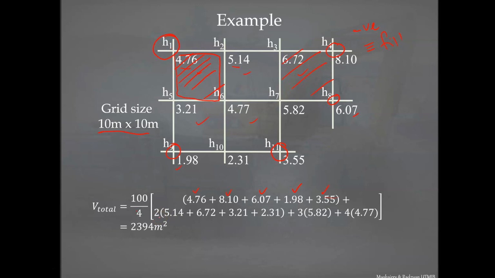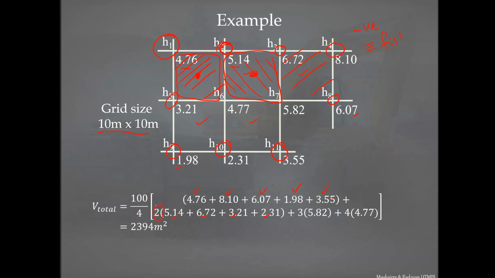So if I just draw another hatching there. Look at this. When I calculate this figure, I use H2. But at the same time, when I calculate this volume here, I'm going to use H2 as well. So H2 in this case will be used twice. So H2, H3, H5, H10 will be used twice. So that's what we put in there.